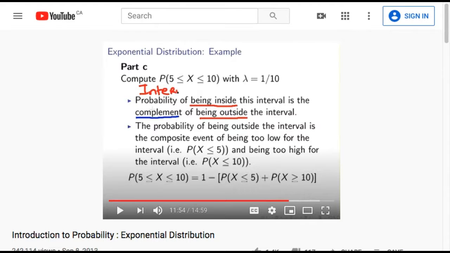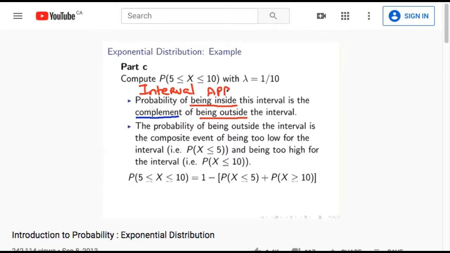So just remember when we're talking about complement, going back to probability, it's 1 minus, because it adds up to 100%. Okay? The interval approach is really handy when you do these questions. The probability of being outside the interval is the composite event, or the joint event, of being too low for the interval, probability of x less than or equal to 5, or being too high for the interval. There's a typo there. It should be x greater than 10.